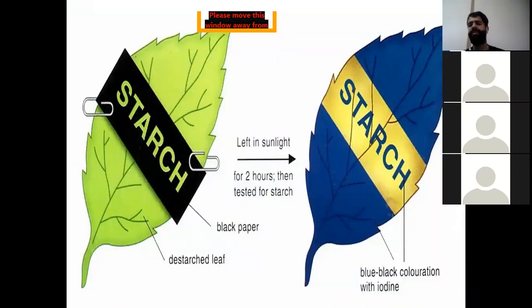This is one of the experiments that may give you a question. For example, we have a leaf left in sunlight for about 2 hours, then it is tested for starch. We cover a part of the plant with a black cover, so sunlight is not reaching this region. After a few hours, 2 to 3 hours, we did the iodine test. All the plant parts that are exposed to sunlight have a dark blue color indicating the presence of starch, meaning that we have photosynthesis. However, the part that's covered by the black cover is yellow in color, so no dark blue, no starch, meaning that no photosynthesis occurs in this region.